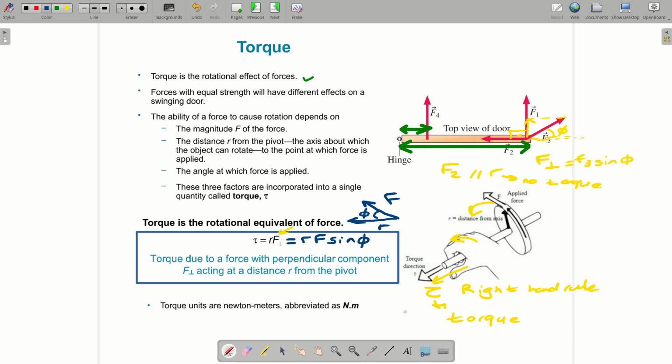That's torque. The unit of it would be Newton times meter. Why? Because the distance, SI unit, is meter and force is Newton, so Newton times meter. There is no special name for torque's unit. We'll just stick with Newton times meter.